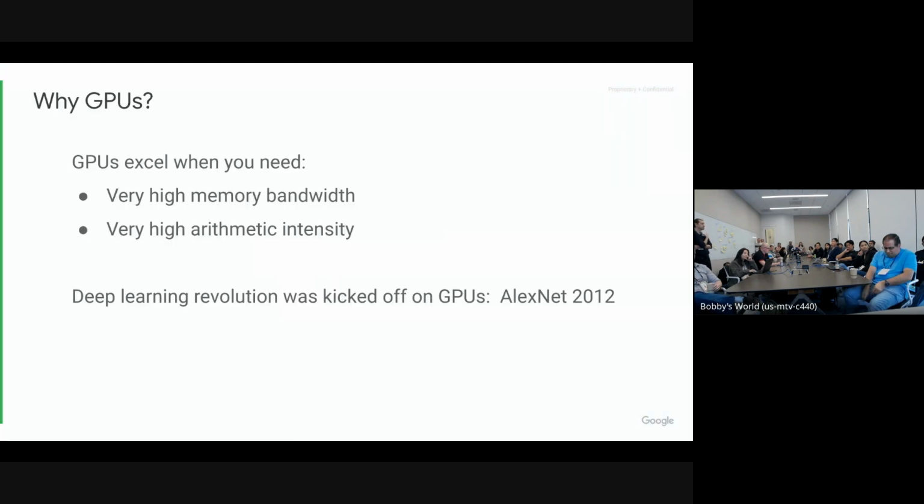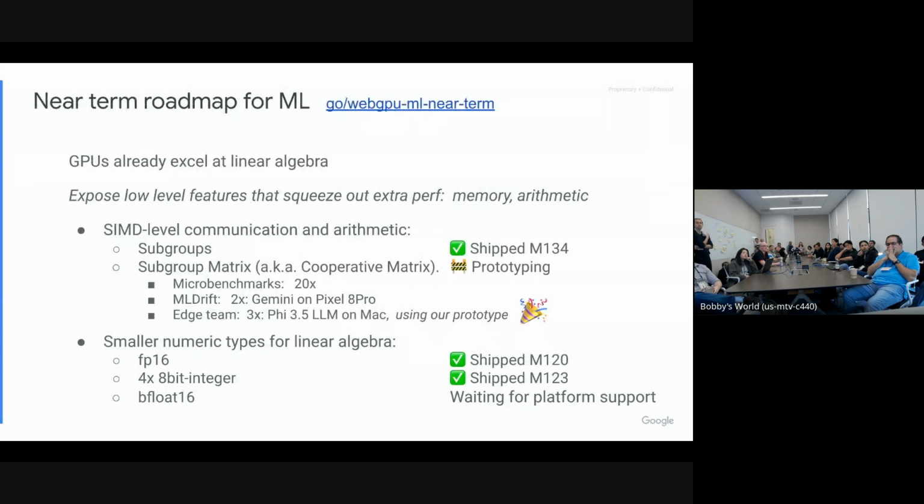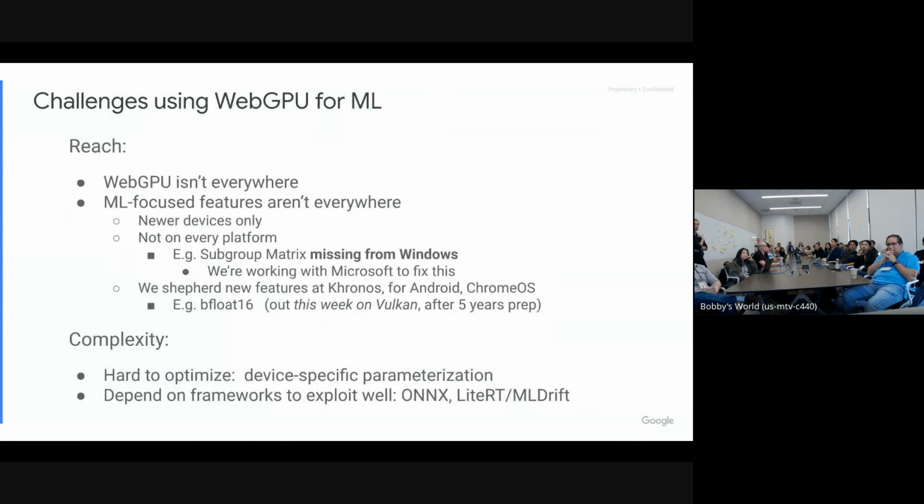So next up is WebGPU. Go through this pretty quickly. But GPUs excel when you need very high memory bandwidth and very high arithmetic intensity. And this stuff has been happening on GPUs for a while. You can see our roadmap here, but generally we are trying to expose low-level features that squeeze out even more performance around memory and arithmetic, like SIMD level arithmetic and smaller numeric types for linear algebra. This is all meant to just enable WebGPU to operate on these AI use cases more effectively.